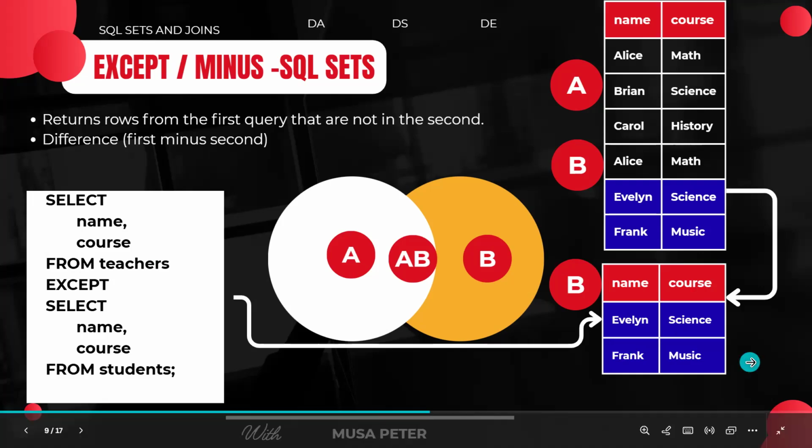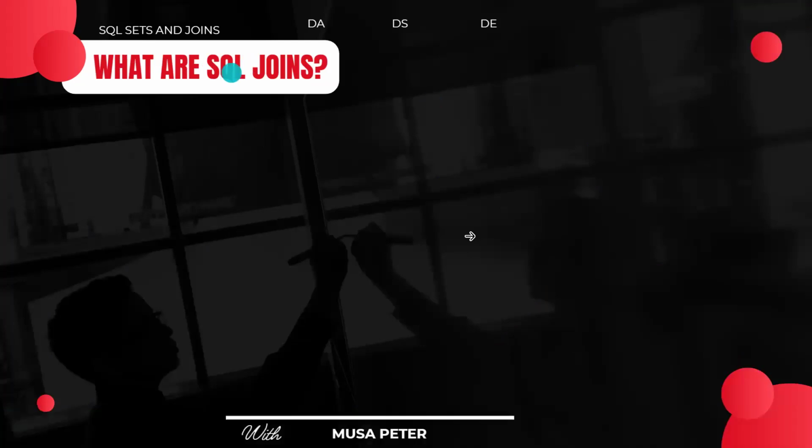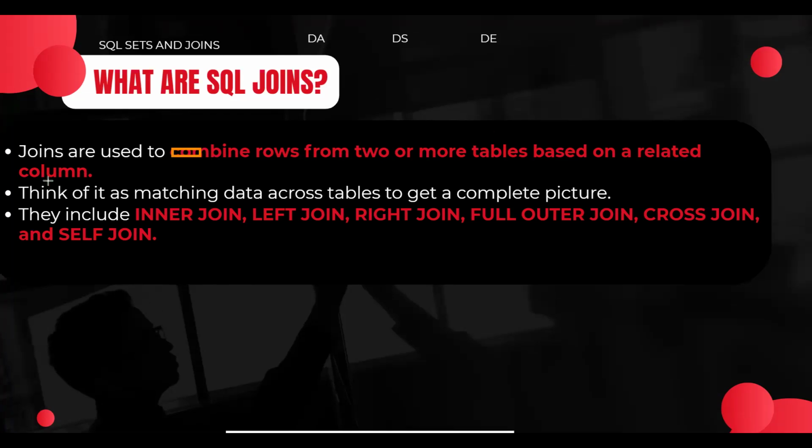So that is it about SQL sets. The next in line is SQL joins. SQL joins are used to combine rows from 2 or more tables based on a related column. That is the condition. There must be a column that is related. We must have columns that are related.